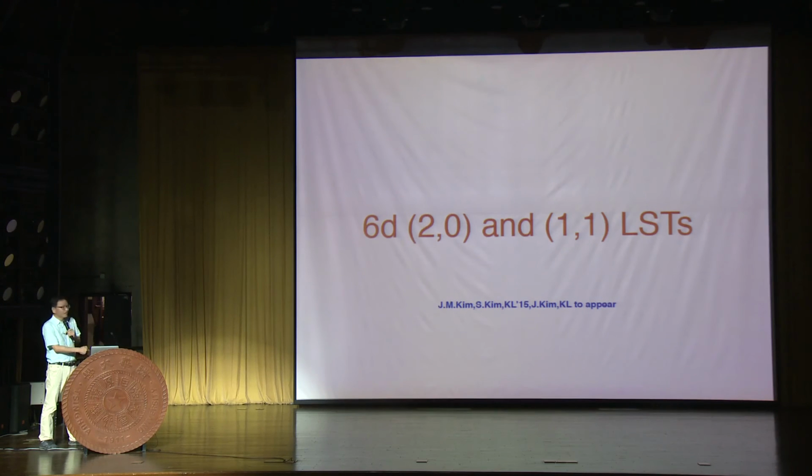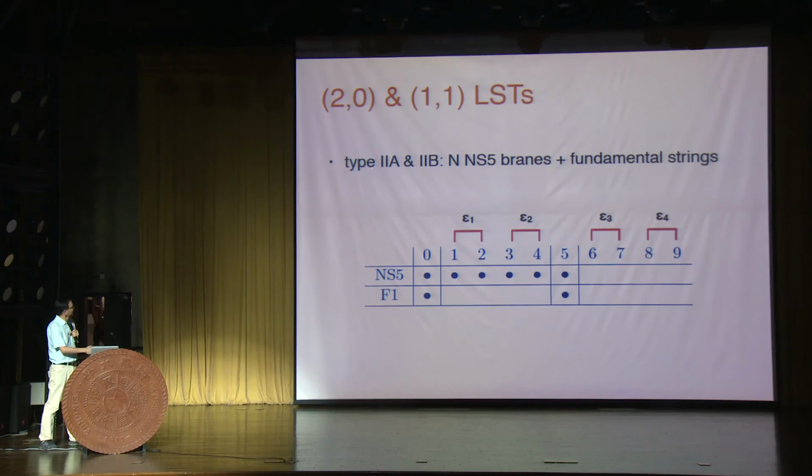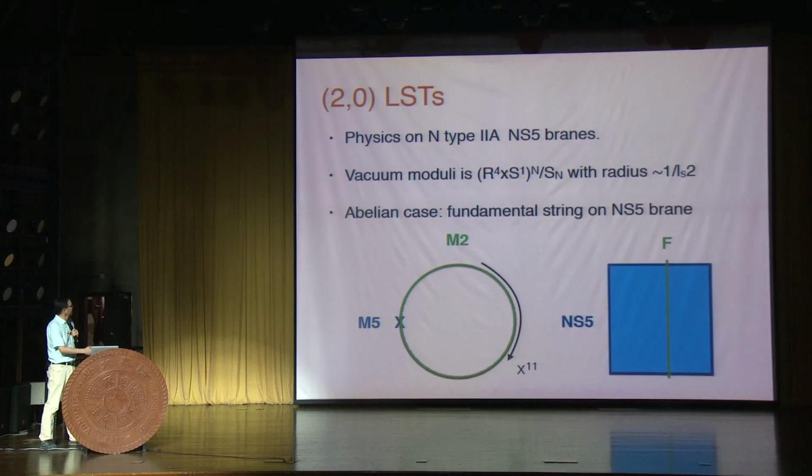To the last, let me talk about T-duality between two little string theories, the (2,0) and (1,1) little string theories. So, for example, if you look at the type IIA and type IIB little string theories, they arise from the NS5 brane with various fundamental strings having a threshold bound state of NS5 branes. One can study their moduli space.